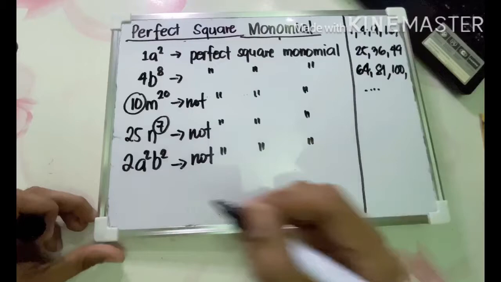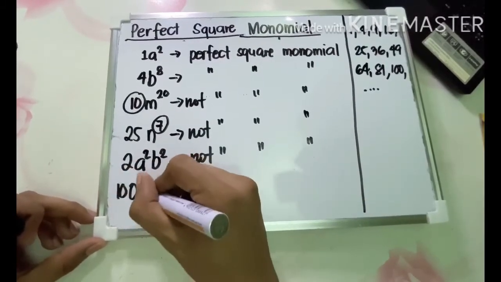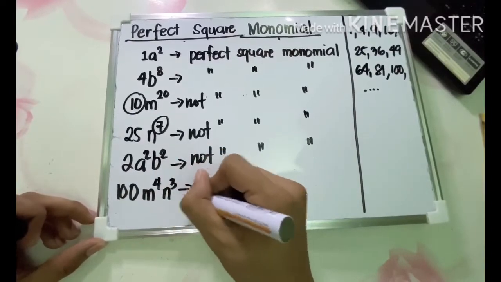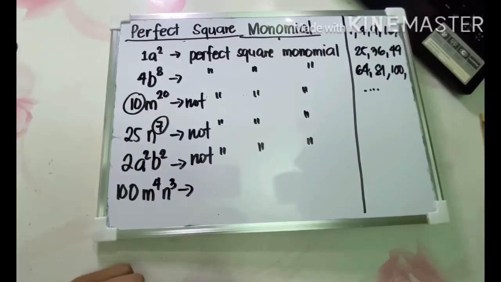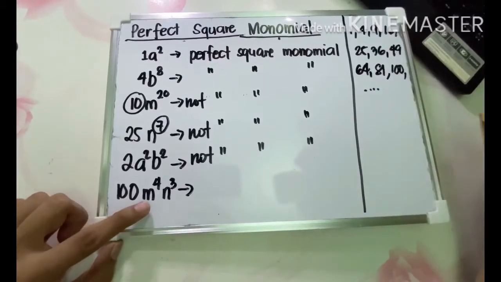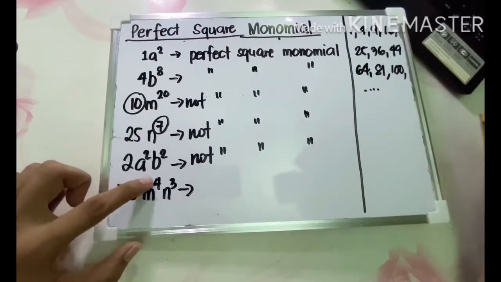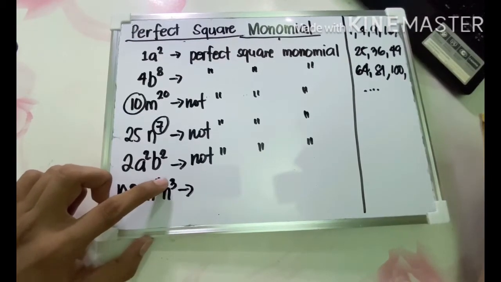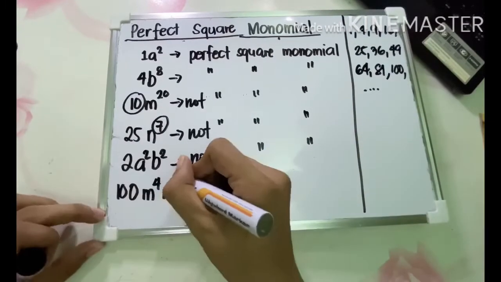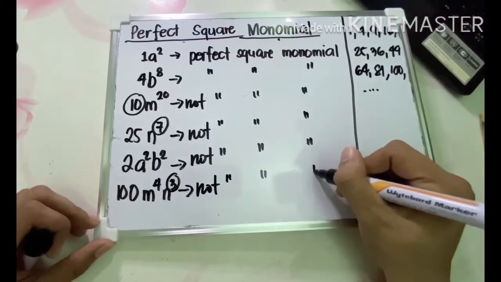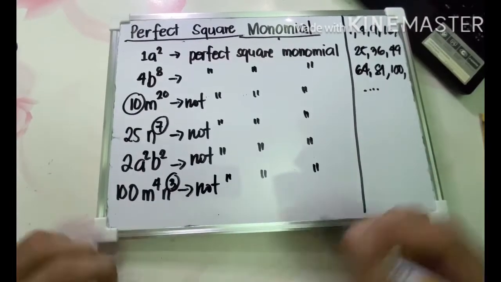Right? Okay, let's try 100m raised to 4 n raised to 3. Not a perfect square or a perfect square? Let's determine: 100 is a perfect square. The variable m has the exponent of 4, even, and the variable n has an odd exponent 3. So this 3 makes the monomial not a perfect square. Understood?